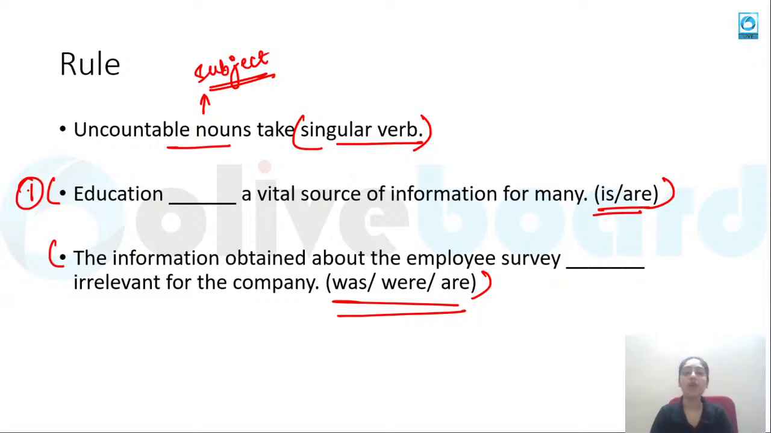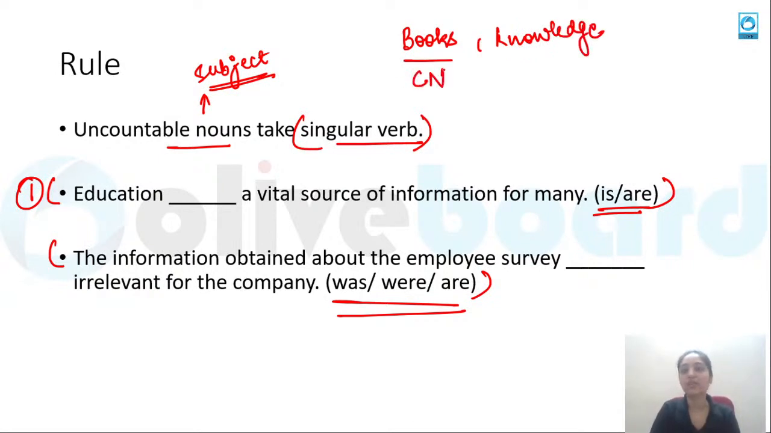We had studied uncountable nouns in detail when we were discussing the topic nouns. To simply understand, uncountable nouns are nouns that cannot be counted. Things or concepts or phenomena that cannot be counted in number. I'll give you an example. Books can be counted, but knowledge cannot be counted. So books is a countable noun, but knowledge is an uncountable noun.